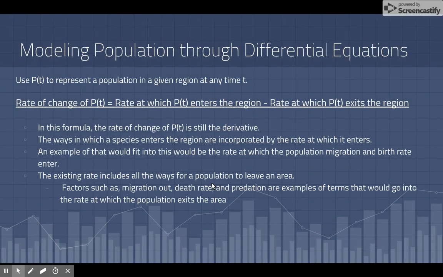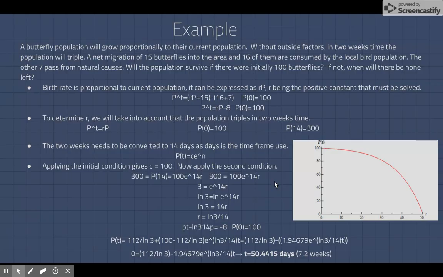So, modeling population through differential equations. Use P(t) to represent a population in any given region at any time. The rate of change of population equals the rate at which the population enters the region, subtracted by the rate at which the population exits the region. So here, the population derivative is the rate of change, and the ways in which a species enters the region are incorporated. The exiting rate is all the ways for a population to leave an area. An example of this would be population migration and birth rate entrance.